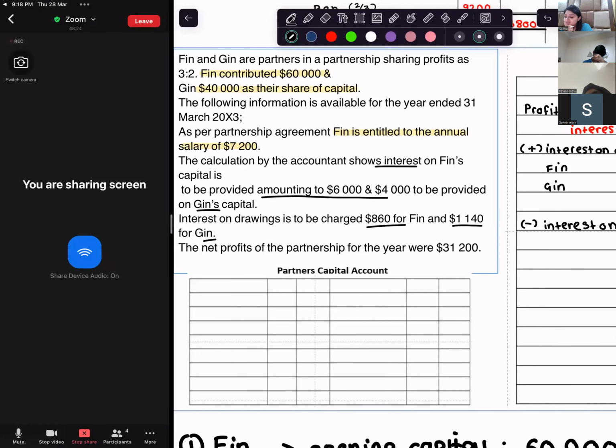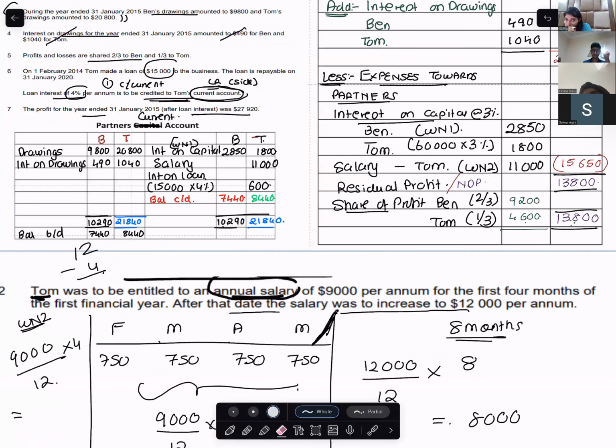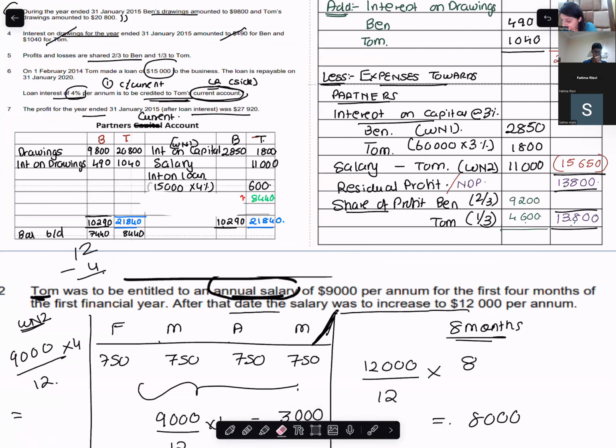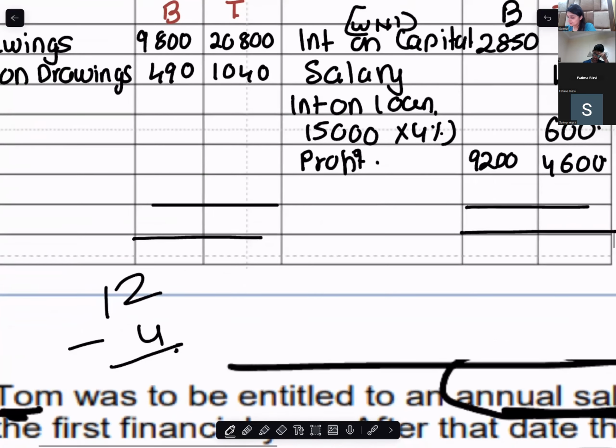I have done one mistake in this sum. What was the mistake I did? I did not put the share of profit. Yes, miss. The share of profit was not put by me: for Ben 9,200 and for Tom 4,600. That is why knowing the format is very important.